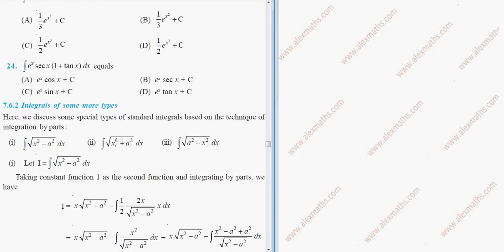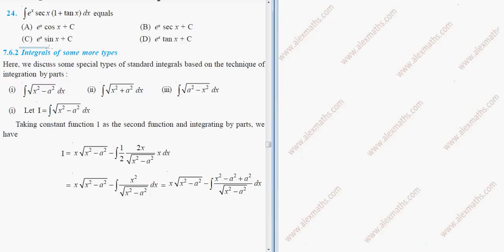Next comes the integral of some more types. We have 3 more formulas. One is integral root of x square minus a square, then root of x square plus a square, then root of a square minus x square.